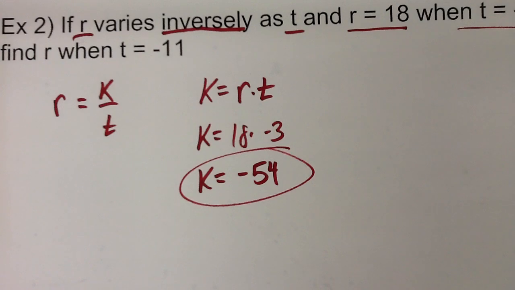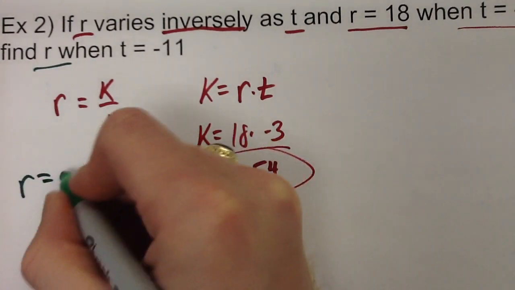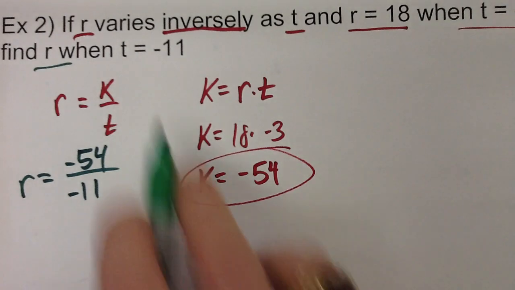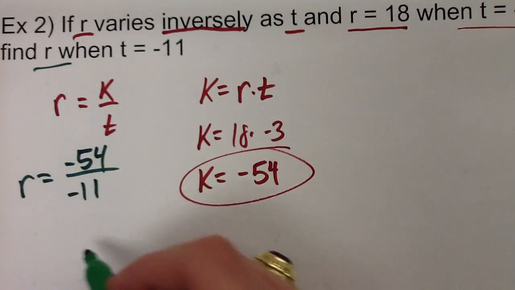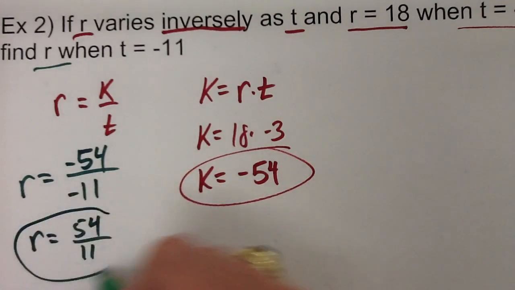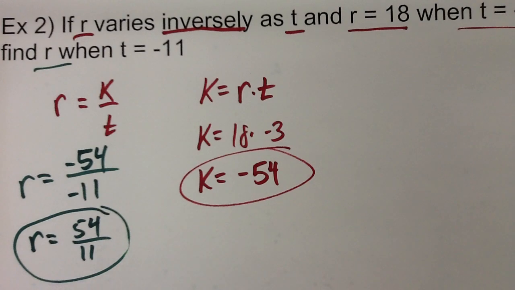And if I want to figure out what r is going to be, well, r is going to equal that constant divided by my t value. And in this case, r is just going to end up being a fraction. You can try to reduce that, but it can't be reduced anymore. 11's prime, and it doesn't go into 54. It's pretty close to 5. It's 4.9 something if you want to get a decimal.